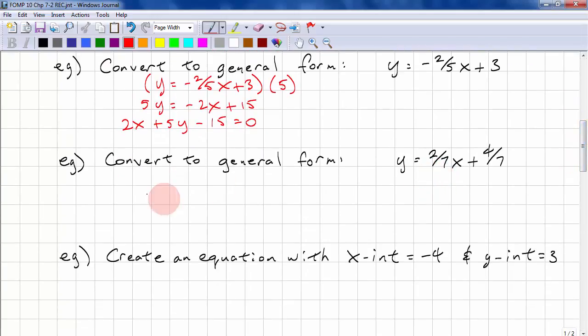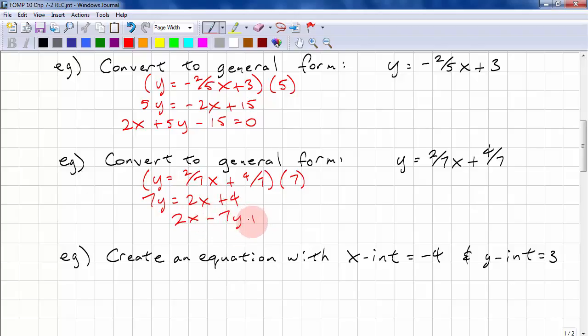Let's look at another one. We have y equals 2 over 7x plus 4 over 7, and we're going to multiply the whole thing by 7. So we have 7y equals 2x plus 4. This time, x is positive over here, so we're going to move the 7y over to this side, and it's going to become negative. Instead of putting the equals 0 here, I'm going to just simply move the equals 0 over to this side. And that example is complete.